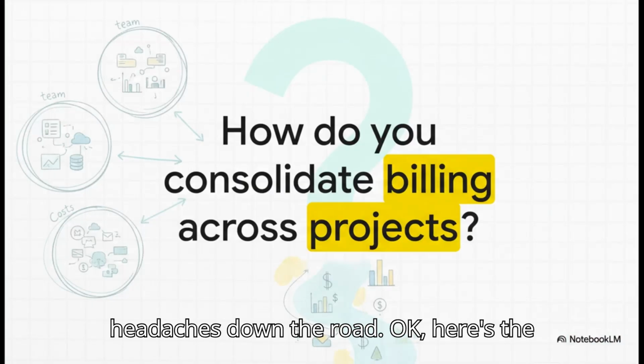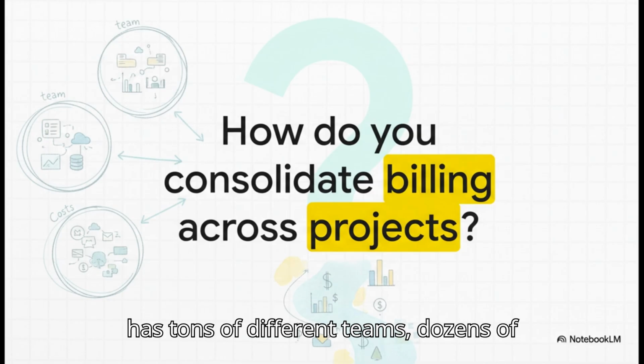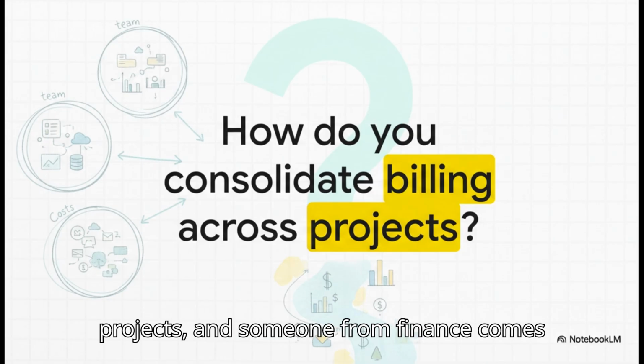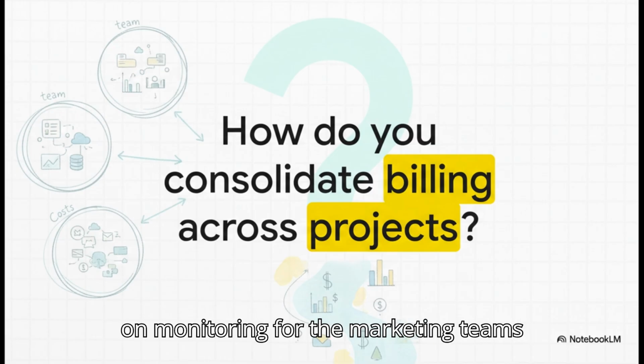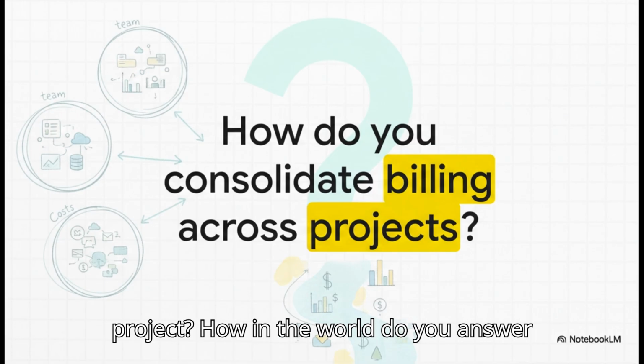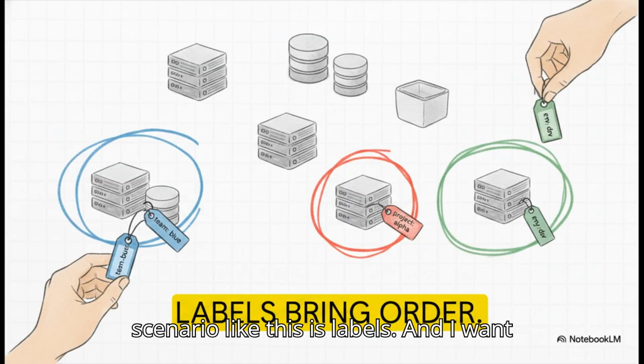Okay, here's a scenario I see all the time. Your company has tons of different teams, dozens of projects, and someone from finance comes to you and asks, how much are we spending on monitoring for the marketing team's project? How in the world do you answer that? The answer in almost every GCP scenario like this is labels.